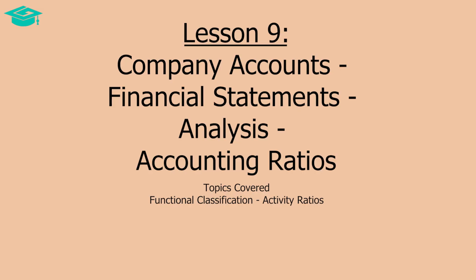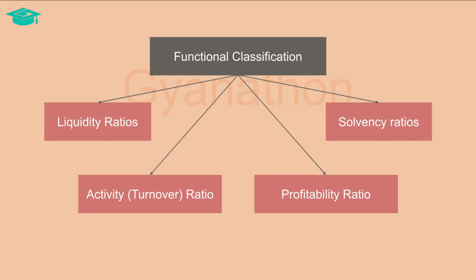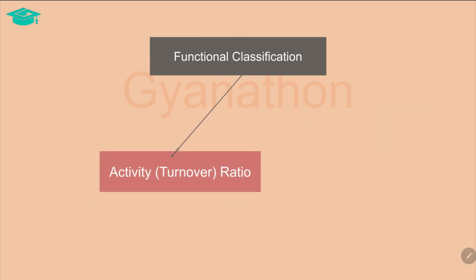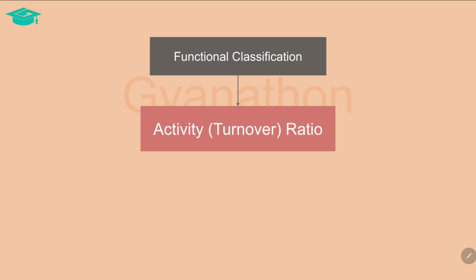Similar to the previous video, in this video also let us continue our discussion on classification of ratios. We know that as per functional classification, ratios can be classified as liquidity ratios, solvency ratios, activity or turnover ratios, and profitability ratios. Within this, we have already discussed liquidity ratios and solvency ratios. Now, let us discuss activity ratios in detail.